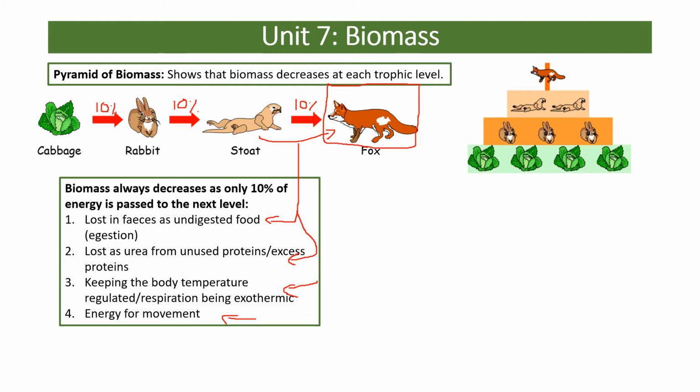And this explains in intensive farming why, if we're trying to intensively breed cattle, for example, we'll often keep them indoors because we want to stop them using that energy to regulate their body temperature. And also we keep them tightly packed together so they can't move, and therefore they use less energy for movement.